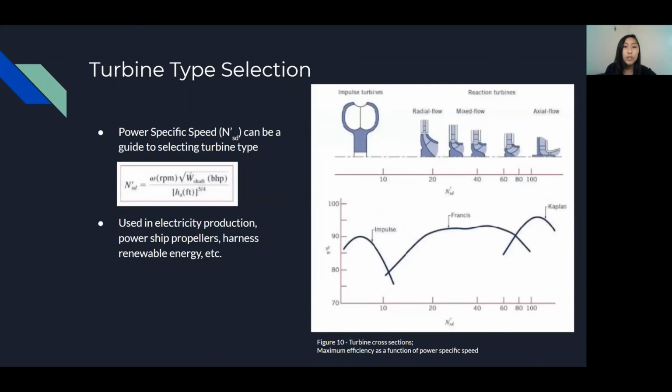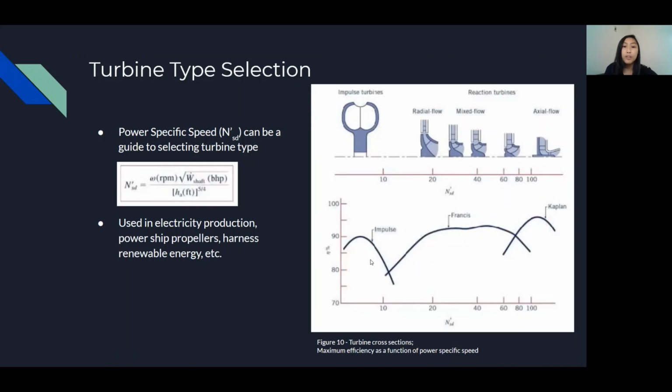Next, we will talk about turbine type selection. Calculating the power-specific speed using this equation can give an indication of what type of turbine is most efficient. On this graph, the power specific speed is plotted against the efficiency. As you can see, the Francis turbine is most efficient over a wide range of values. Therefore, the Francis turbine is most widely used.